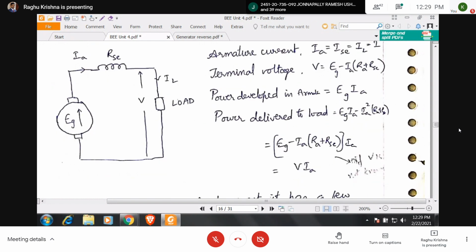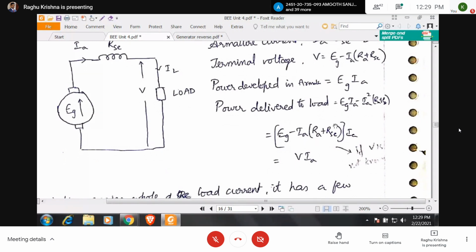Which can be written like this also. If you take IA common, EG minus IA into RA plus RSC can be replaced with V. V into IA is the power delivered to the load. The power delivered to the load is V into IL, and we have IL equal to IA. You can write it like this also, directly.